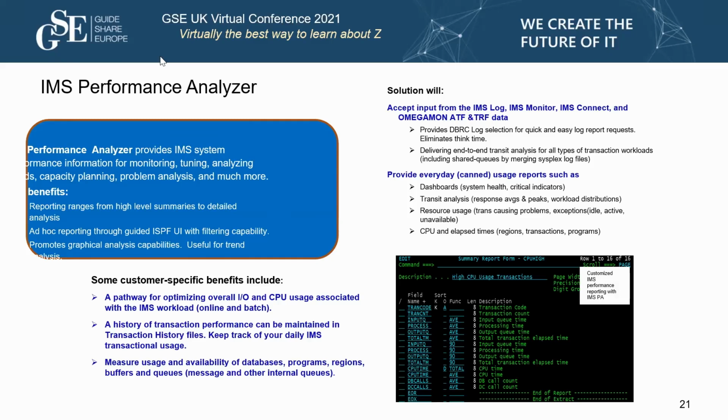Here it is. We can also take input into it: Omegamon, ATF, and TRF records. IMS monitor can be sent into it. IMS Connect journaling can be sent into it. So there's a lot of information that can be gleaned from your IMS system beyond what we just showed you here with Performance Analyzer. And now it's time to stop my recording and let Rick Engel take over.